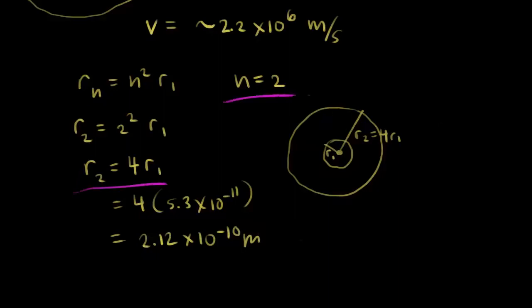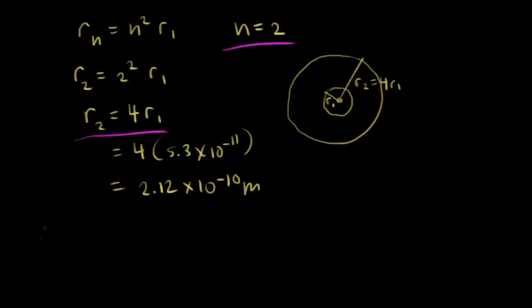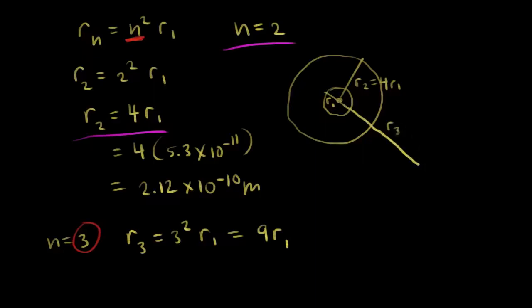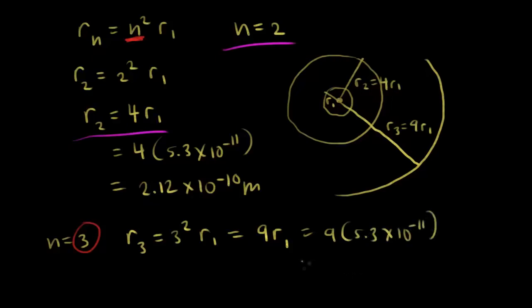Let's do one more. So when n is equal to 3, this radius would be equal to 3 squared times r1. So once again, we're just taking 3 and plugging it into here. And so 3 squared is, of course, 9. So this would be equal to 9 times r1. So our next allowed radius would be 9 times r1. And I'm sure I won't get this accurate, but it's a lot bigger, right? So this would be r3 is equal to 9 times r1. So I won't even attempt to draw in that circle, but you get the idea. And we could do that math as well. So 9 times 5.3 times 10 to the negative 11 meters would give you approximately 4.77 times 10 to the negative 10th meters.